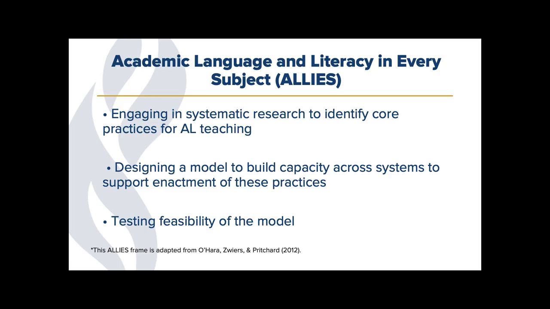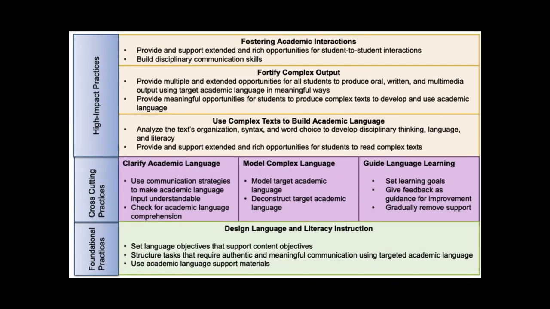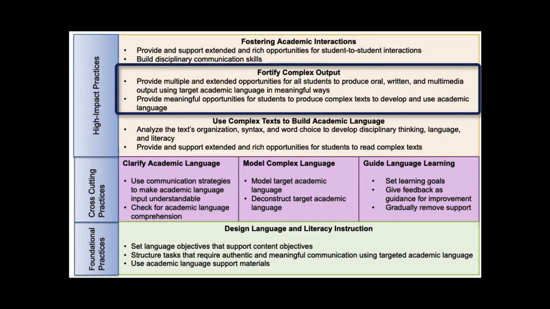The concepts presented come from 2012 Allies, or Academic Language and Literacy in Every Subject. This effort focused on engaging in systematic research to identify core practices for academic language teaching. The Allies frame consists of 3 high-impact practices. For this module, we will focus on fortifying complex output.